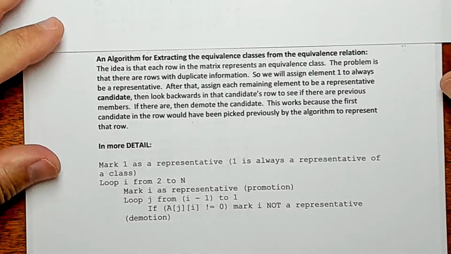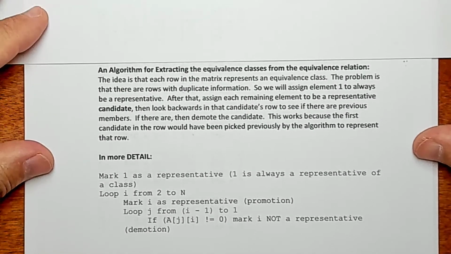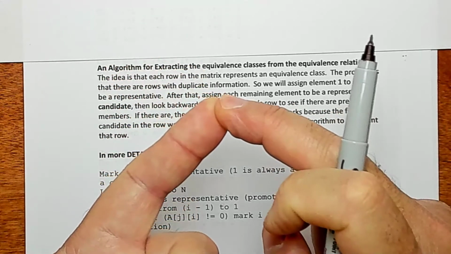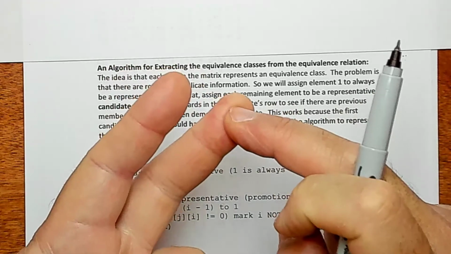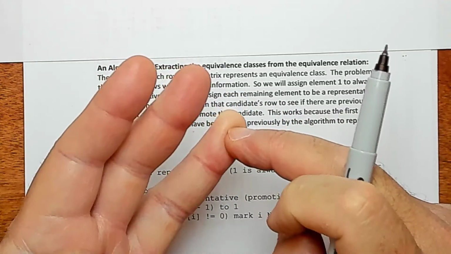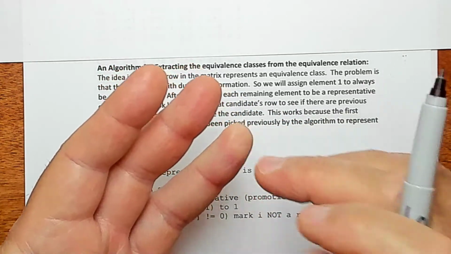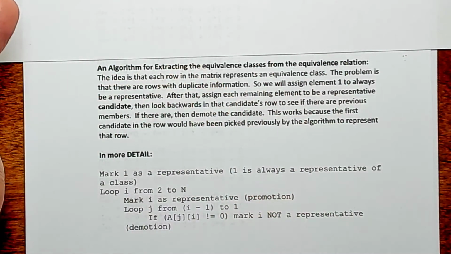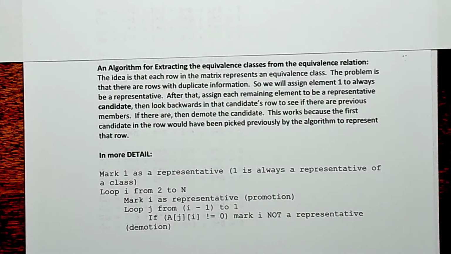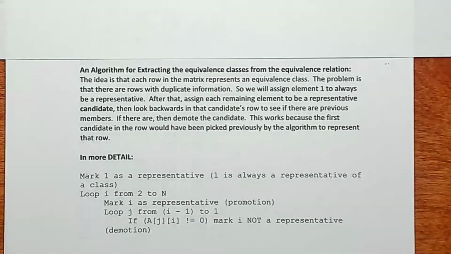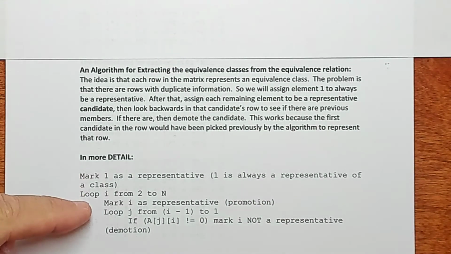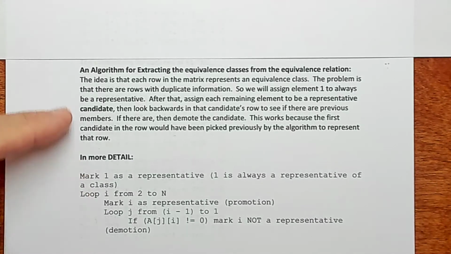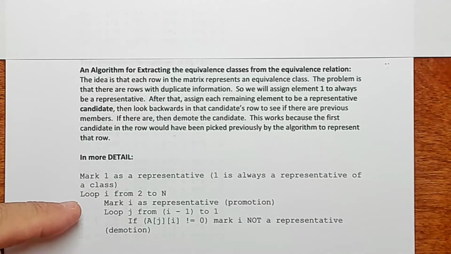Let's say you have an equivalence relation. You've determined that it's an equivalence relation, that is, you've checked that it's reflexive, symmetric, and transitive, and those are all true. And now what? Now you want to pull out the partitions. This is that algorithm. This algorithm will extract the equivalence classes from an equivalence relation.